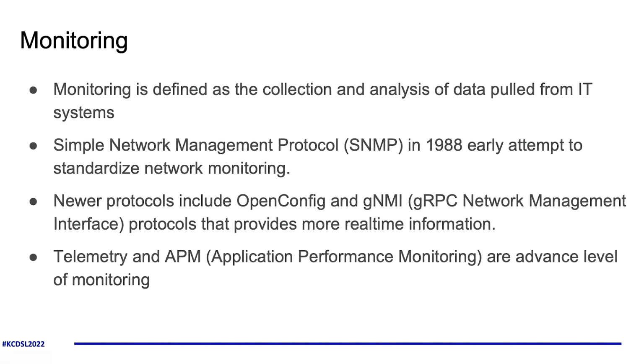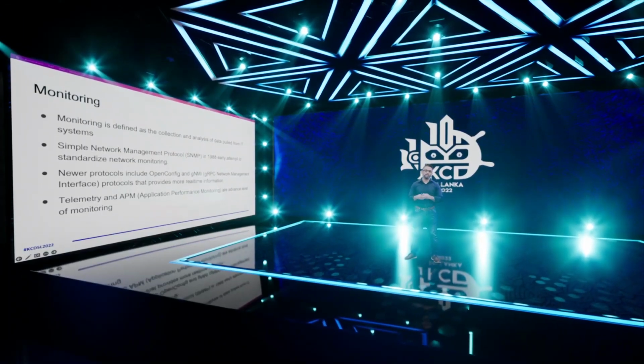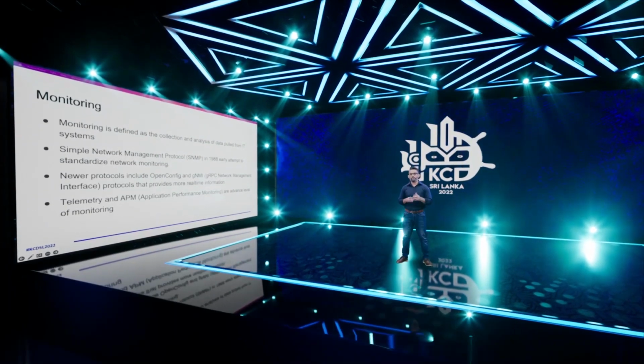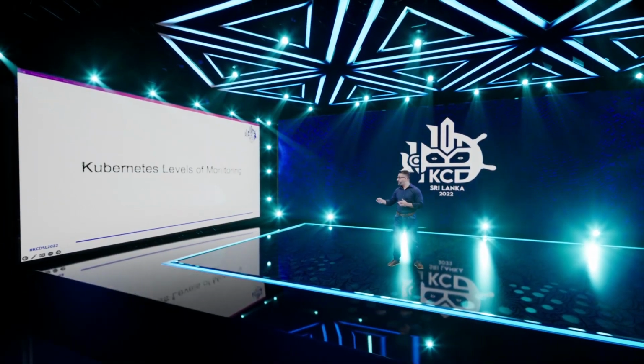Telemetry and APM, application performance monitoring, are also types of monitoring. It's a bit more advanced type of monitoring. Telemetry focuses on collecting information from distributed systems, while APM focuses on the application level.